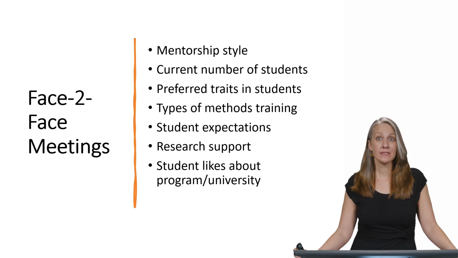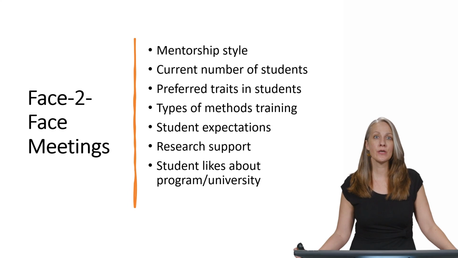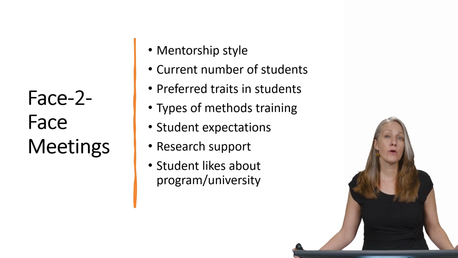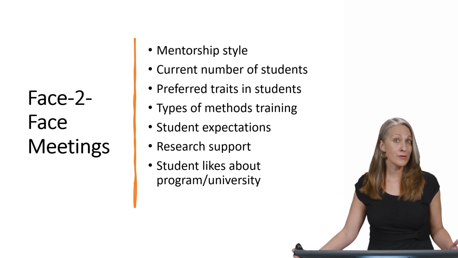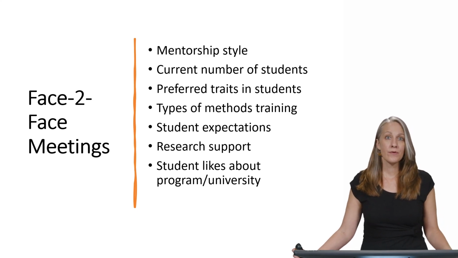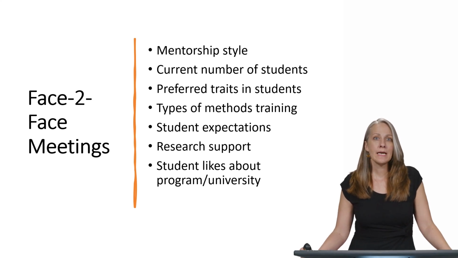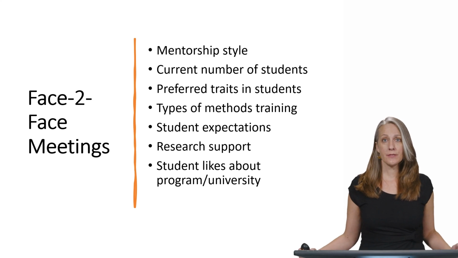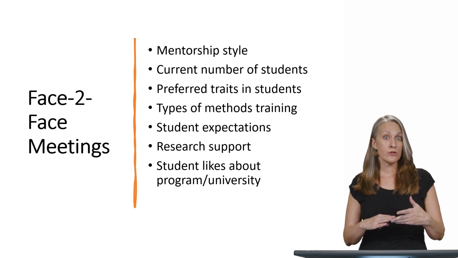Then, just like going to office hours, you should have a list of prepared questions and take notes on the answers. Types of questions to ask include: what is your mentorship style? How many students do you currently advise? What traits do you look for in a student you are considering advising? Then follow up with examples of how you fit those traits, if you do. What methods and research training do students in your program receive? What do you expect students to accomplish in the first year or two of the program? What types of research support is there for my project? So this could include access to computer programs, library resources, small research grants.